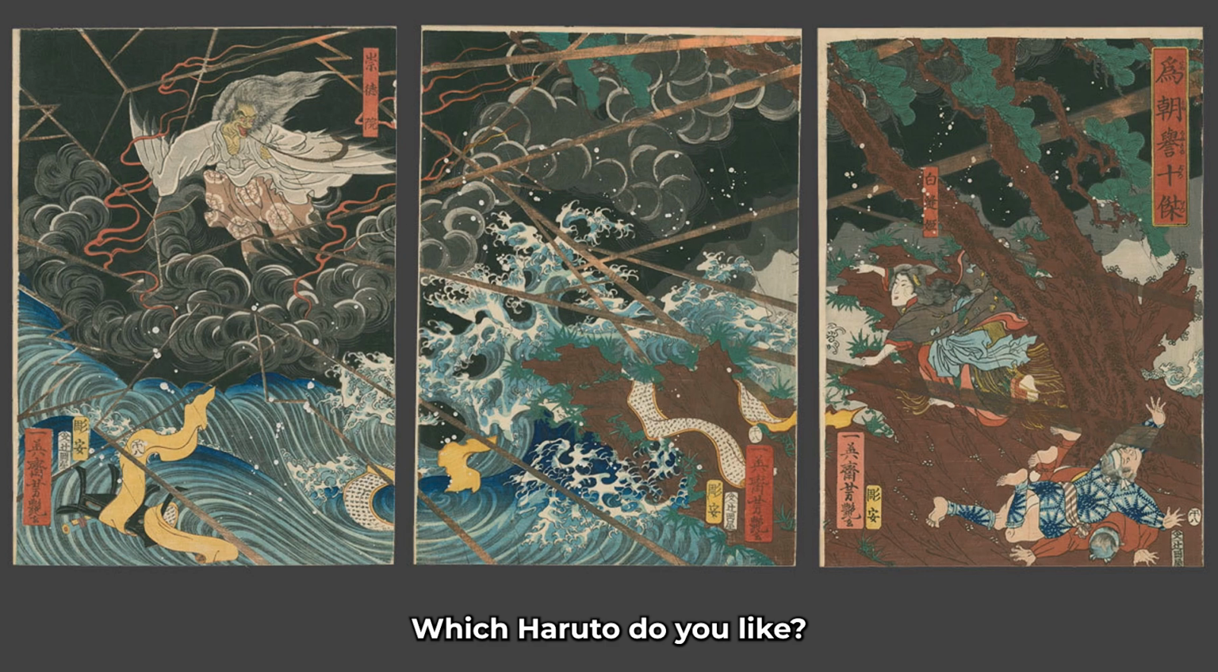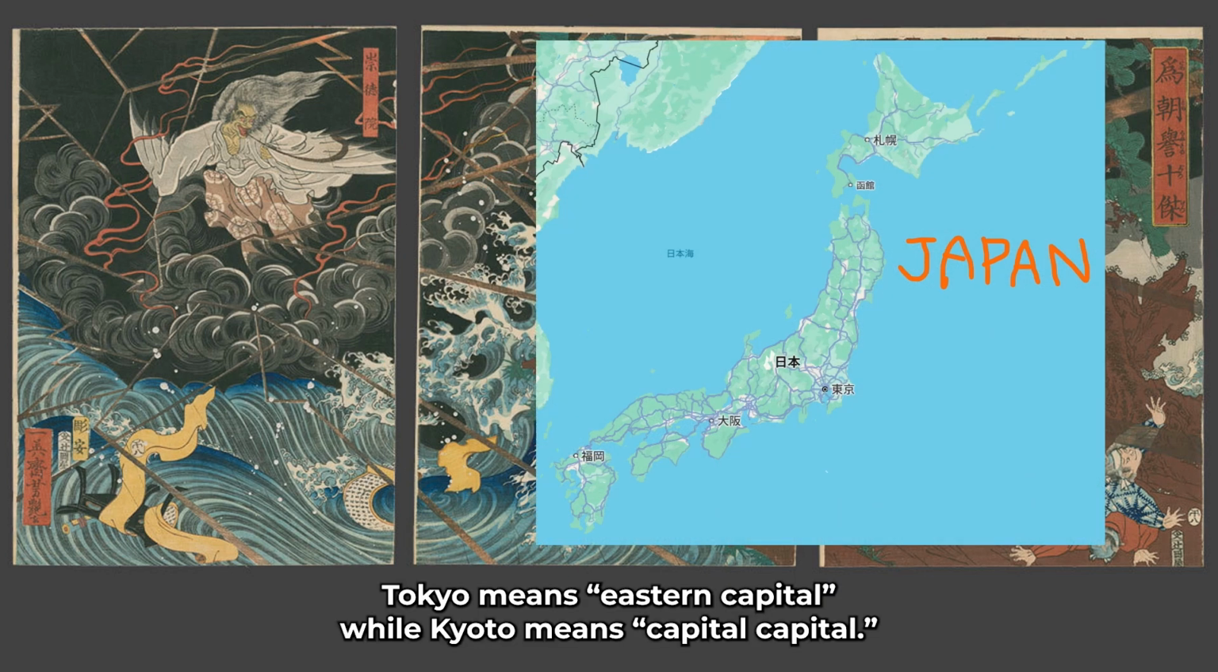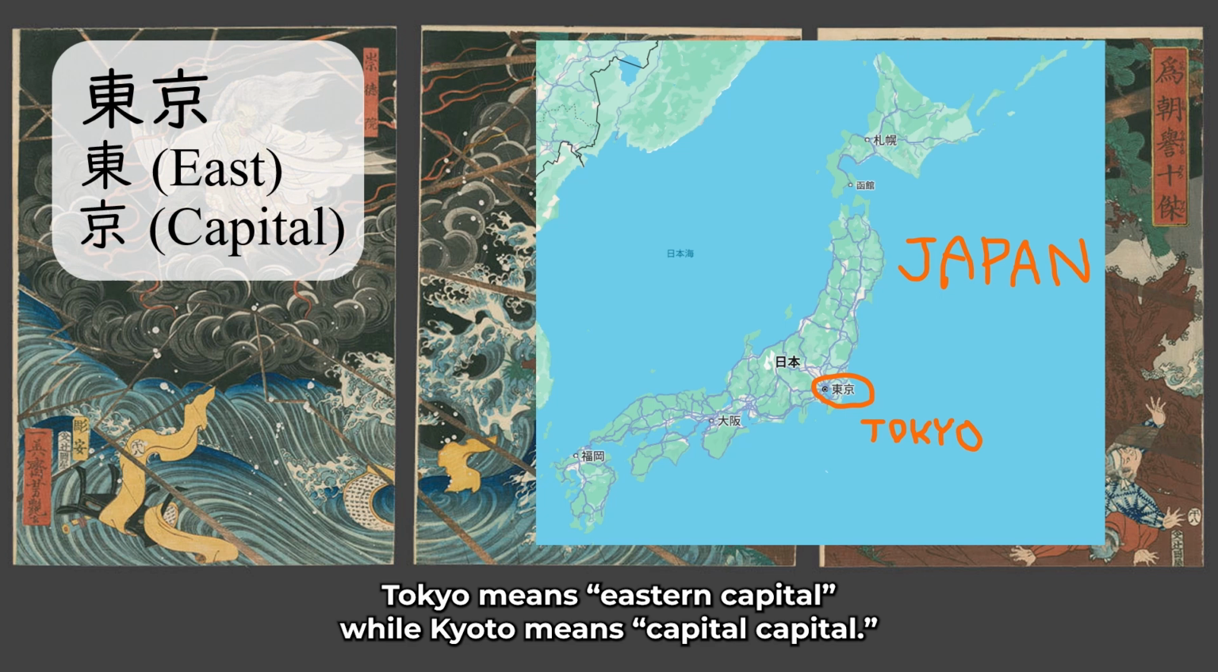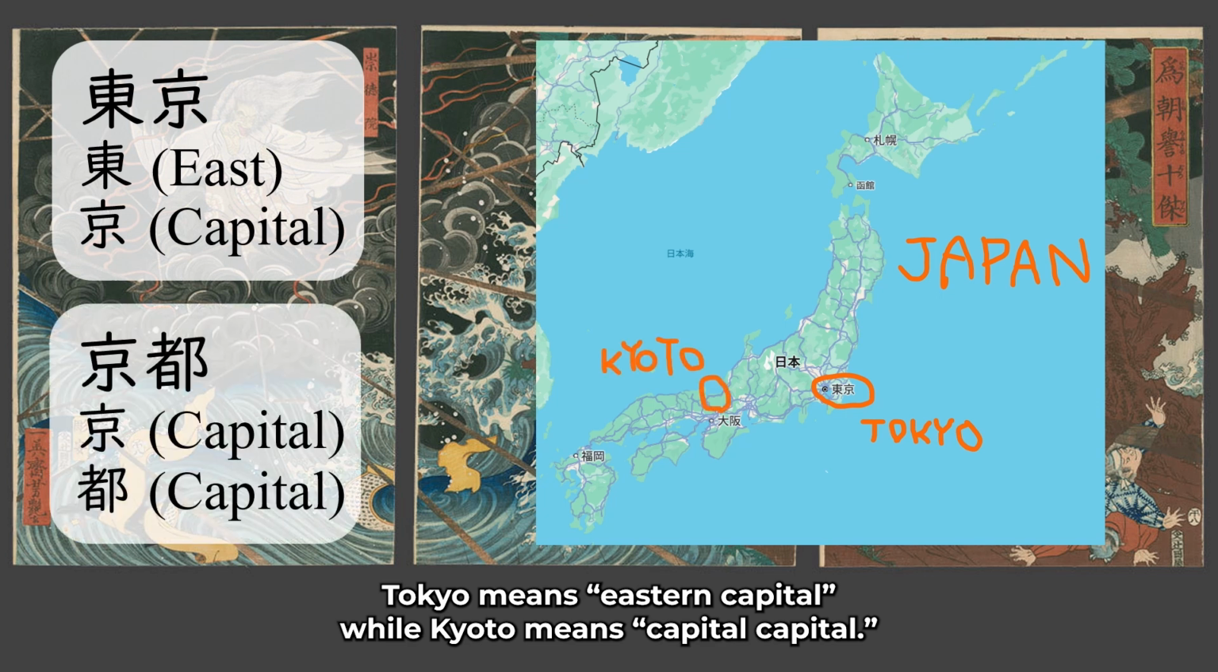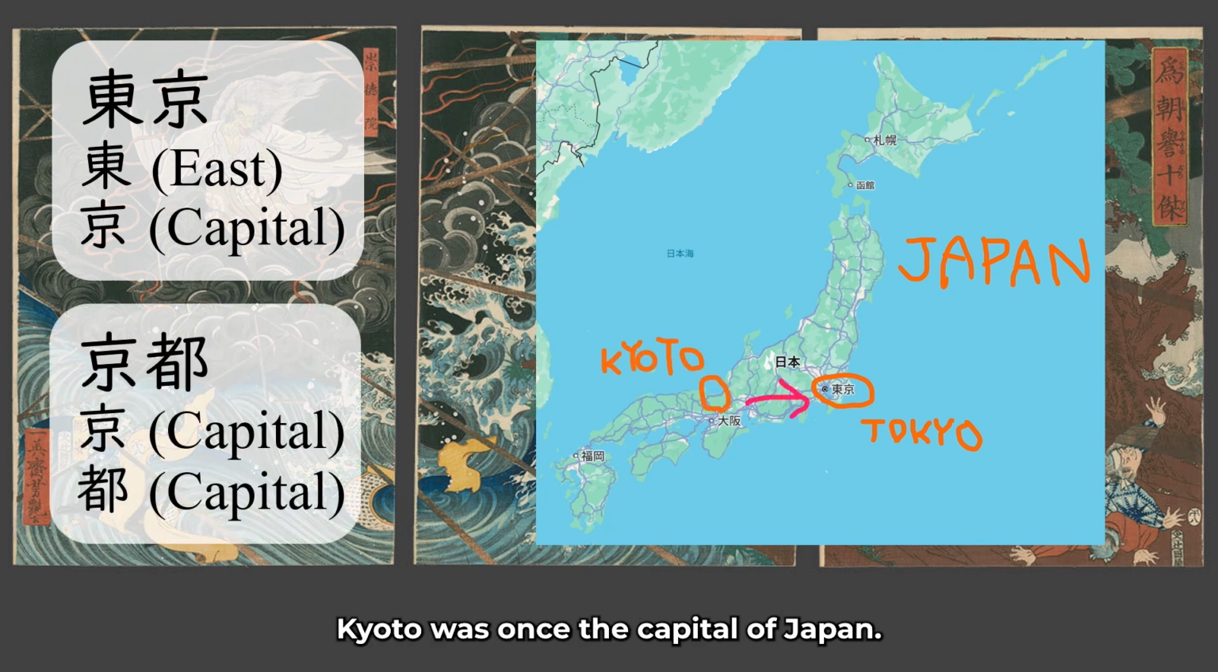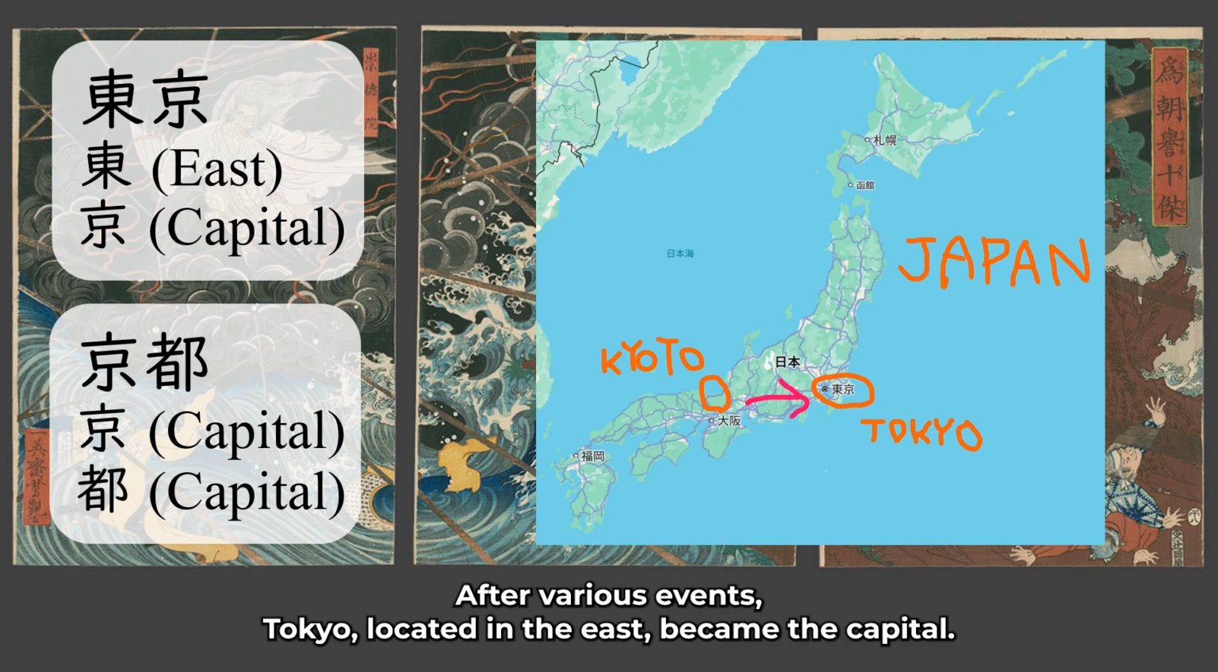For place names, Tokyo means Eastern capital, while Kyoto means capital, capital. Kyoto was once the capital of Japan. After various events, Tokyo, located in the east, became the capital.